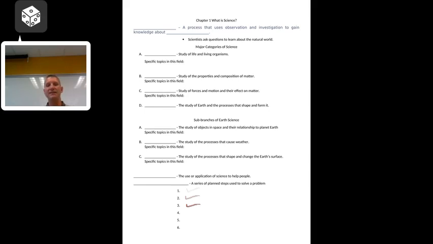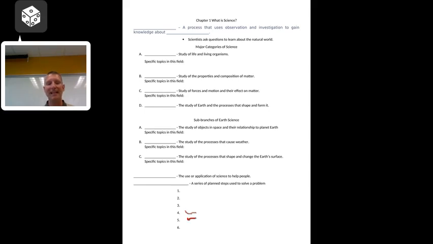hypothesis. Your hypothesis is your educated guess. This is where you're going to make your assumption, make your guess as to what you think the answer may be whenever you attempt your experiment. Part 4 then, step 4, is your actual test, your investigation. Here is where you're going to conduct your experiments.